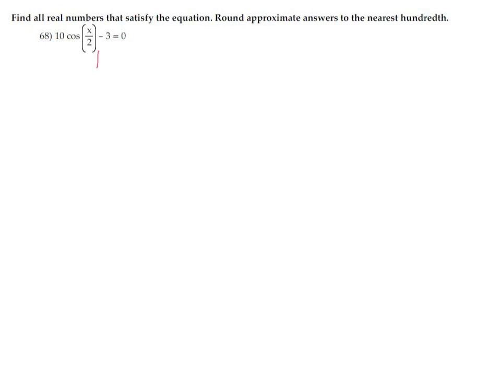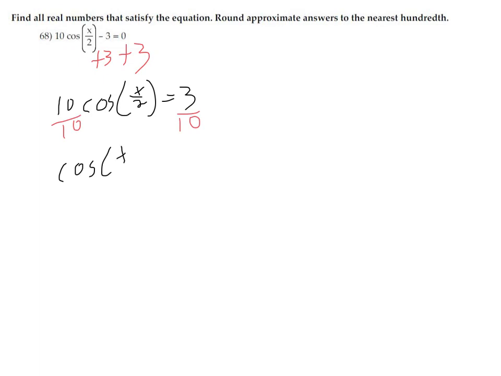We have to start off by solving for our trig function. In this case we have 10 cosine of x halves equals 3, and then divide by 10. And we have cosine of x halves equals 3/10. Now had this problem instead of been all real numbers, had been between 0 and 2 pi, we would then start looking only 1/2 time around the circle where cosine equals 3/10. But since it says all real numbers, we're going to look for every place around the circle.